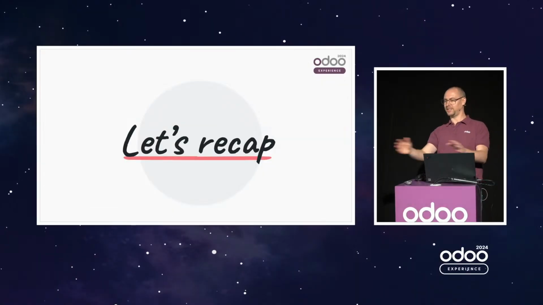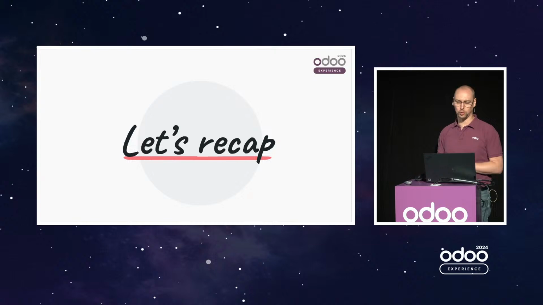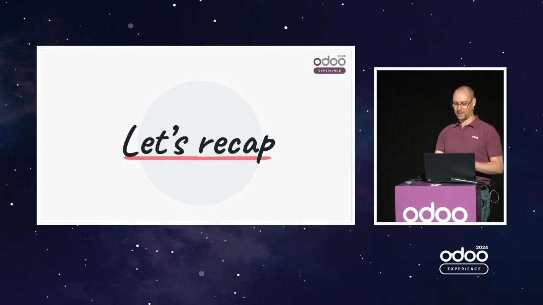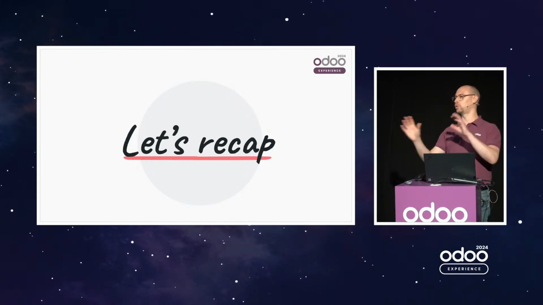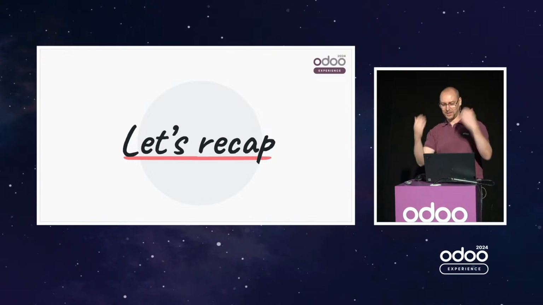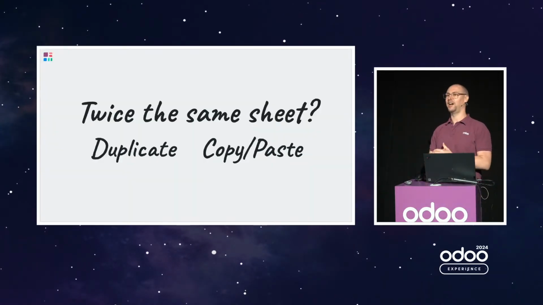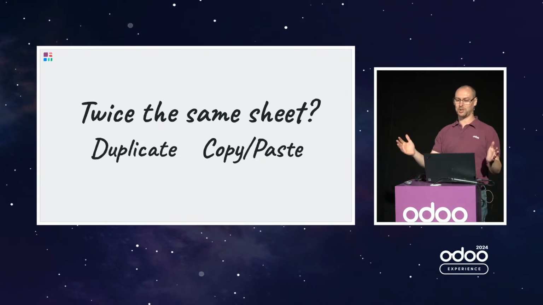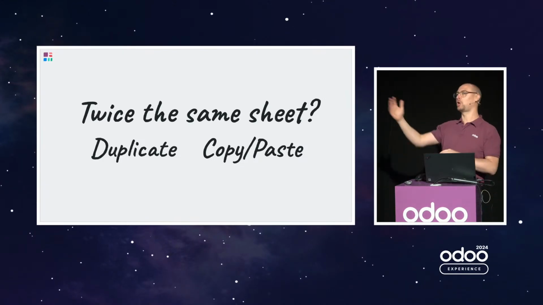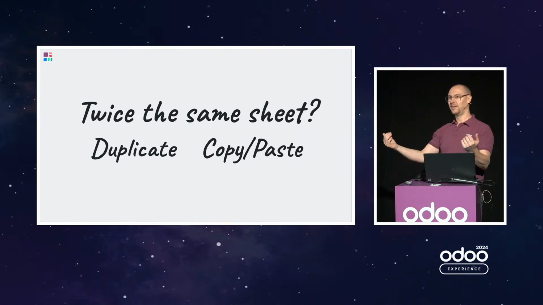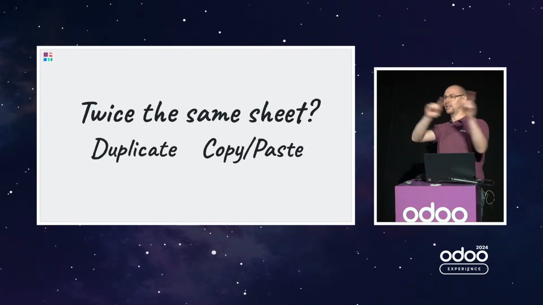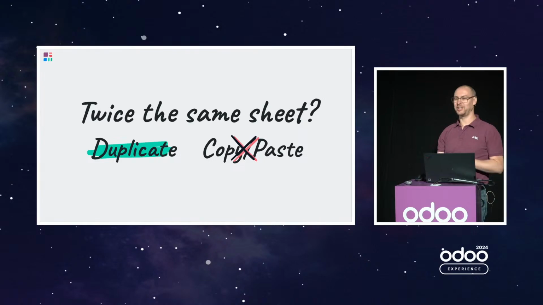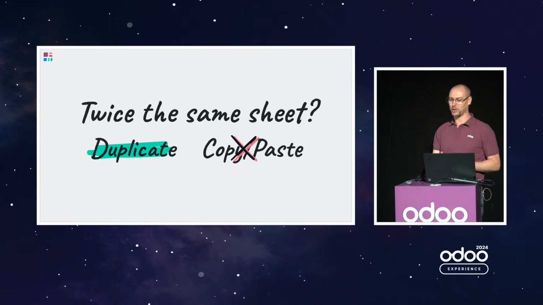All right, let's recap. I don't like to re-say what I just said, so I want you to tell me what I just said. I'm going to ask you one question. You have 2 choices. Please tell me the correct answer, and then we'll discuss it. So you have twice the data on the same sheet. What should you do? Duplicate or copy-paste? Tell me. Duplicate. Obviously, you need to duplicate. Copy-paste is very inefficient in memory.